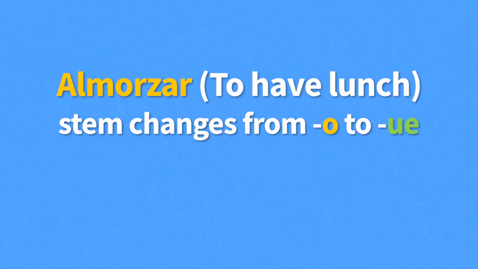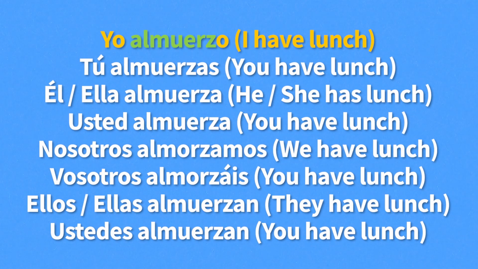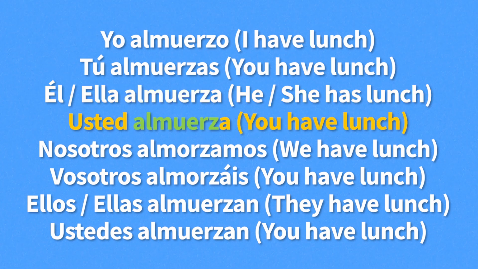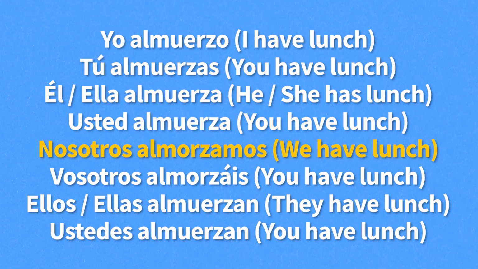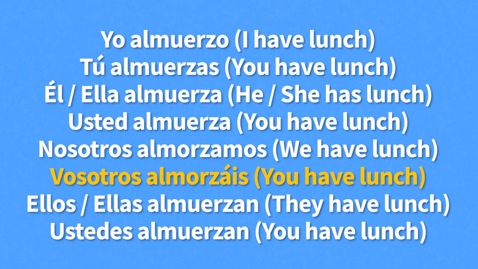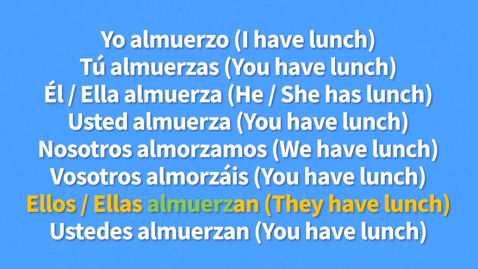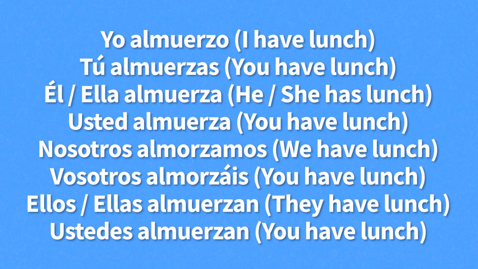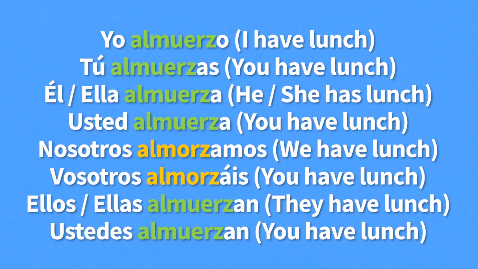For stem changes from O to UE, let's check out the verb almorzar, to have lunch. Yo almuerzo, tú almuerzas. Él, ella almuerza. Usted almuerza. Nosotros almorzamos. Vosotros almorzáis. Ellos, ellas almuerzan. Ustedes almuerzan. As we can see, the root changes from almorz to almuerz. So from O to UE.